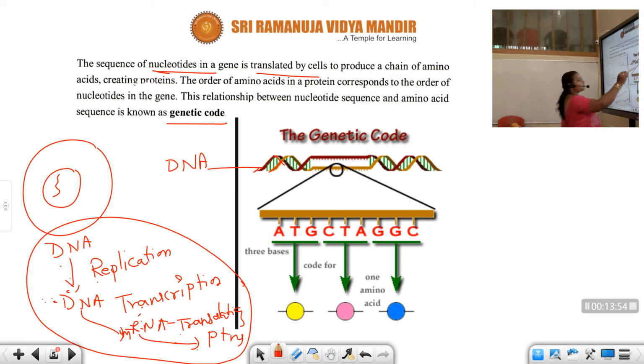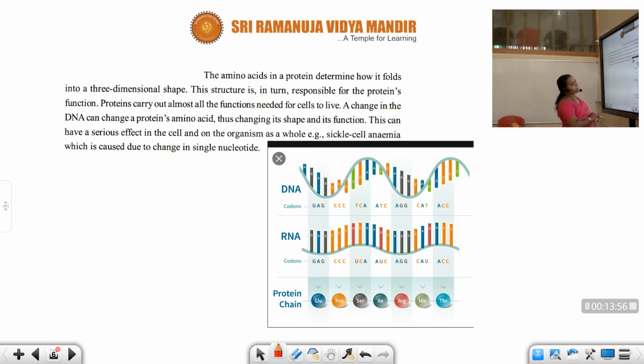See here, you see this diagram. Here, DNA, RNA. Here, what can we use? Transcription. And here, from RNA to protein, translation.